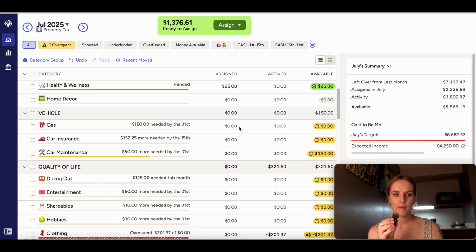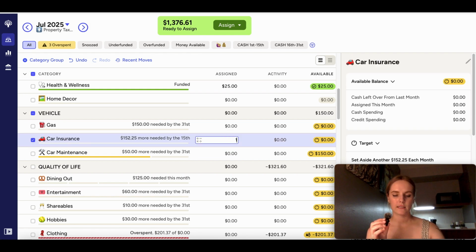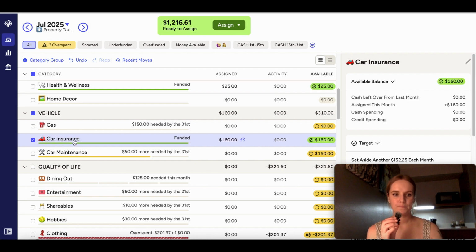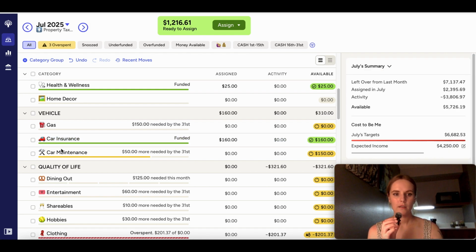Gas, I have traded cars with my parents temporarily. We took one of their vehicles and they are driving mine. I loaned it to them with almost a full tank of gas, so I'm hoping they return it to me. And if not, I can just cover with my next paycheck. Car insurance, that did change, and I think I'm going to be paying $160. So I will put that in there.